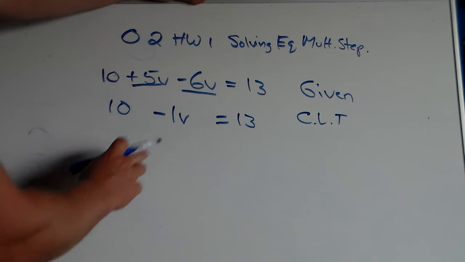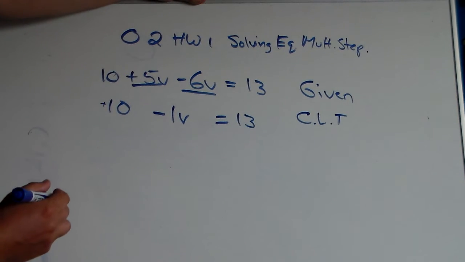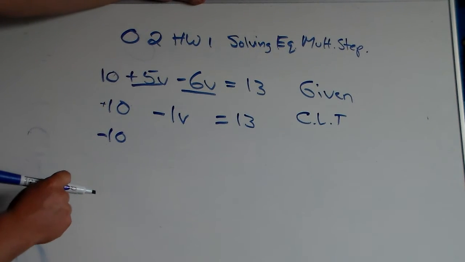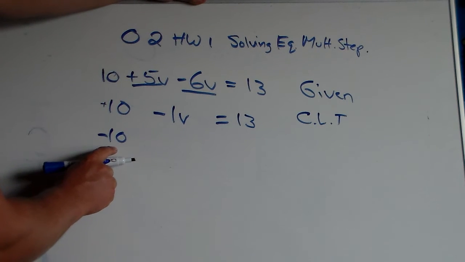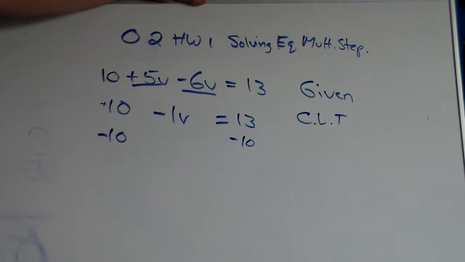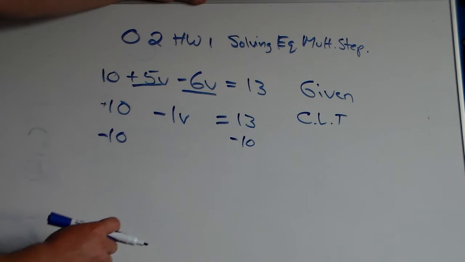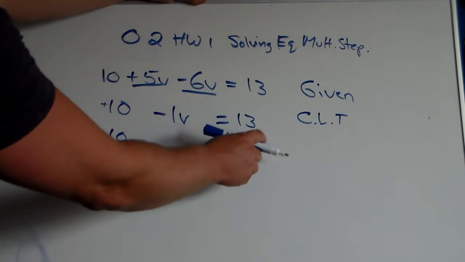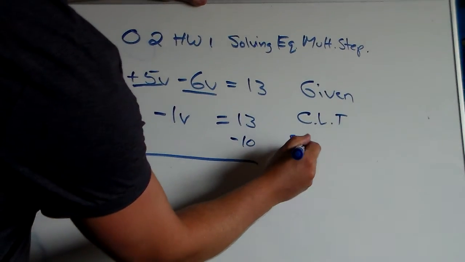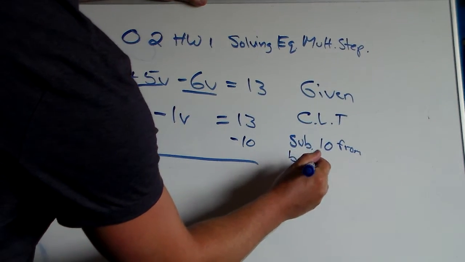So the next thing we need to do is to get the v all by itself by inverse operations. This 10, it's a positive 10. So you use negative 10, because that's the inverse operation. We subtract 10 from there, and we also subtract 10 from the other side of the equal sign. Notice how I put the negative 10 underneath the 13, because 13 and 10, they are like terms. They both don't have any other variables. So we subtracted 10 from both sides.